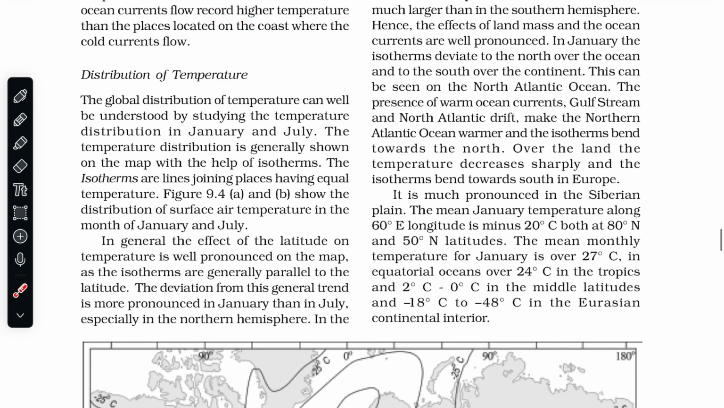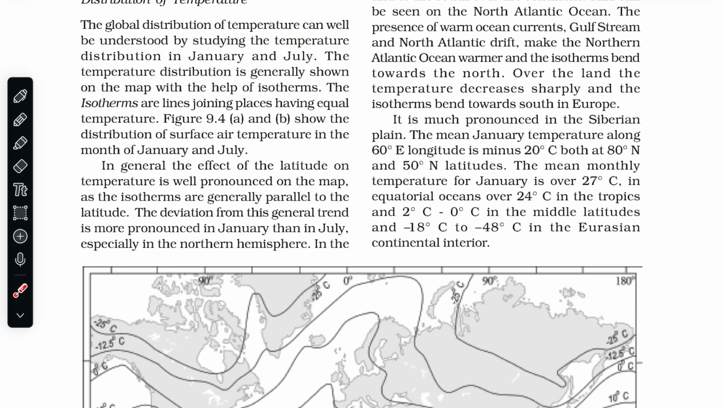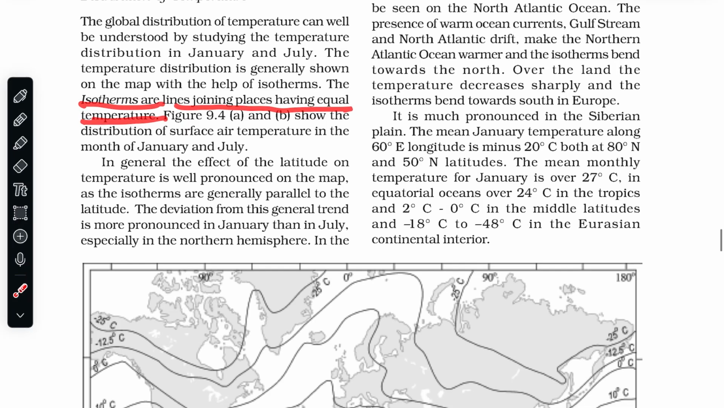The global distribution of temperature can be well understood by studying the temperature distribution in January and July. The temperature distribution is generally shown on the map with the help of isotherms. So isotherms are basically lines joining places which have the same temperature. Isotherms are lines joining places having equal temperatures.